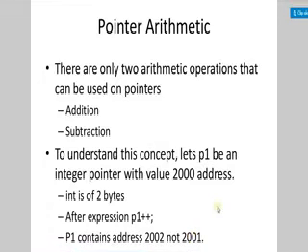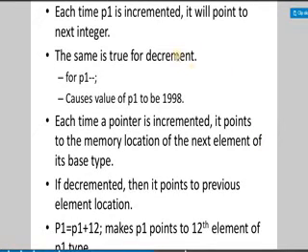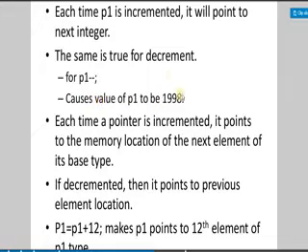That I am also going to show you through a program. It will point to the next integer, that is, the next object, and the same is true for P1 decrement also. It will decrease by 2 because of the similar reason. So from 2000 it will become 1998, not 1999.